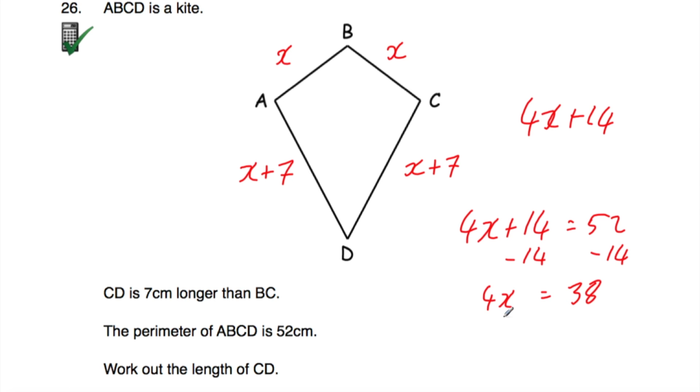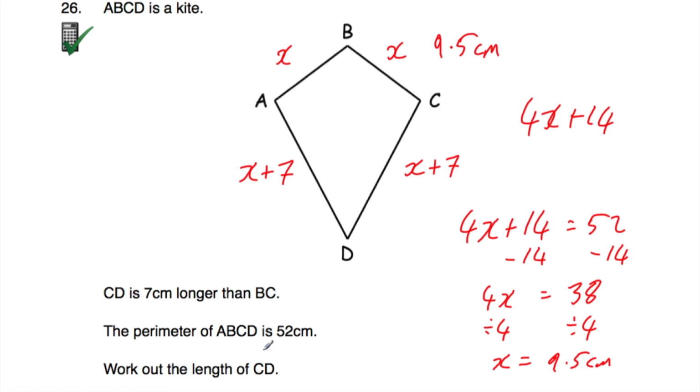Well, we don't want 4x, we just want to find out what x is. So let's divide by 4 and divide by 4. 4x divided by 4 is just x. And 38 divided by 4 is equal to 9.5. So 9.5 centimeters. That means that x, this distance, is 9.5 centimeters.